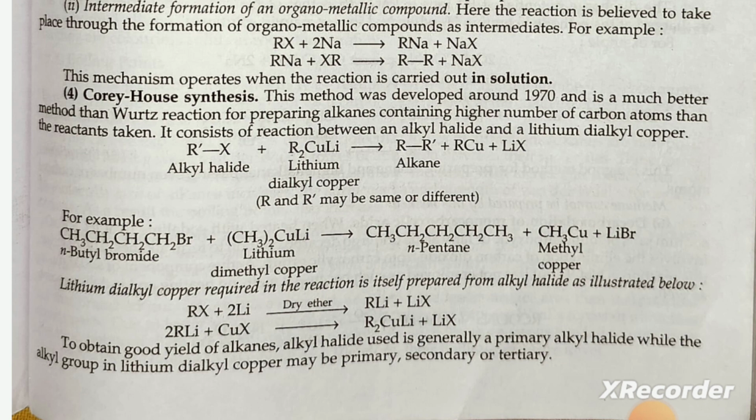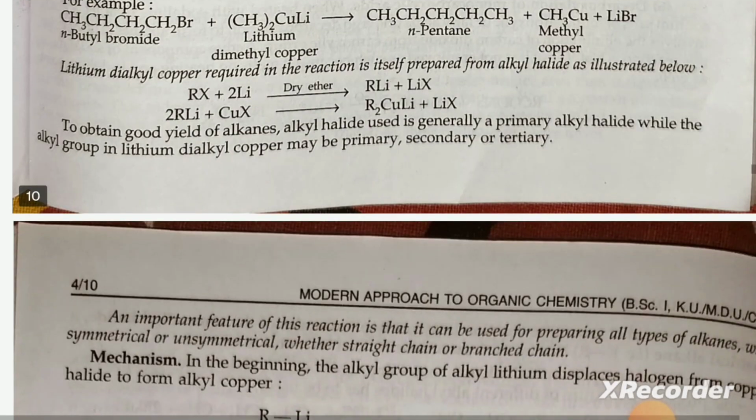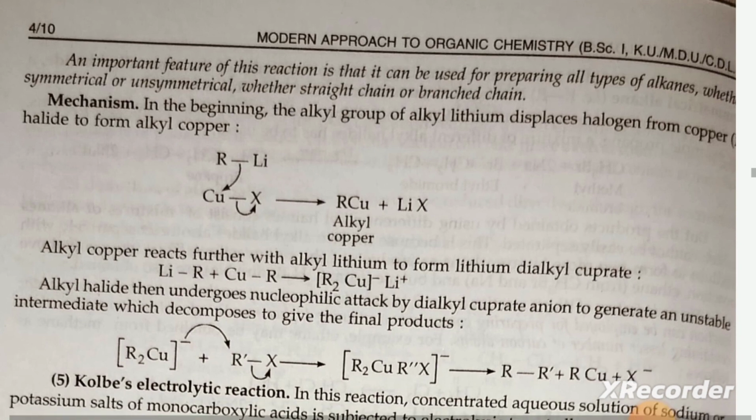Lithium dialkyl copper required in the reaction is itself prepared from alkyl halide as illustrated below. R-X plus 2 lithium in the presence of dry ether gives RLi plus LiX. 2RLi plus CuX gives R2CuLi plus LiX. To obtain a good yield of alkanes, the alkyl halide used is generally a primary alkyl halide, while the alkyl group in lithium dialkyl copper may be primary, secondary or tertiary. An important feature of this reaction is that it can be used for preparing all types of alkanes, whether symmetrical or unsymmetrical, whether straight chain or branched chain.